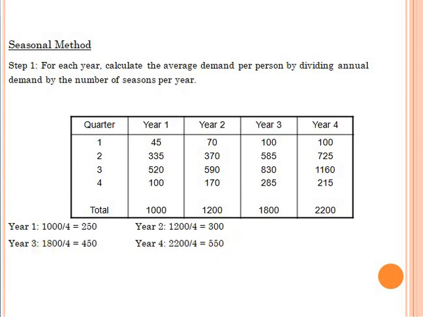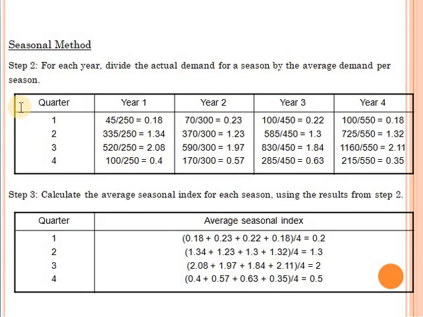This is the second step. The new results of the second step are tabulated here in this table. So here, what did I do? As I told you, each value that I have for year 1, I will divide over the average of year 1, and so on. Now, this was the second step.